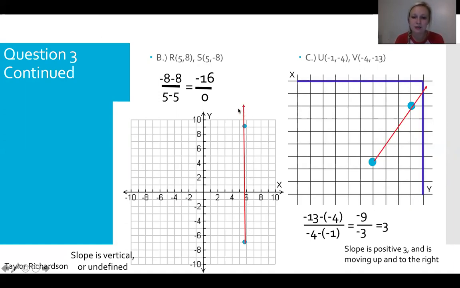So that's what's represented right here in part B. We have a slope that is undefined and is just going straight up and down. It is vertical. And so for part C, we are given the point U, which is negative 1, negative 4, and point V, which is negative 4, negative 13. We have those plotted right here on the graph, and we're just going to follow suit and plug them right into our formula, and we get negative 9 over negative 3, and that can be reduced to just 3. So even though we're given 2 negative points, we have a positive slope.